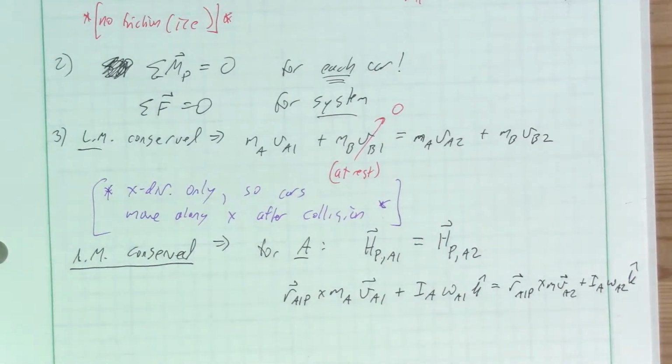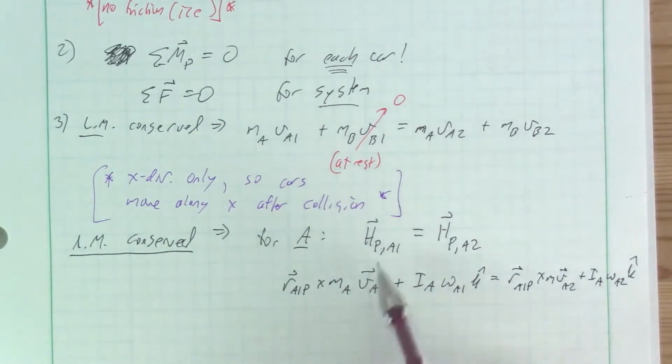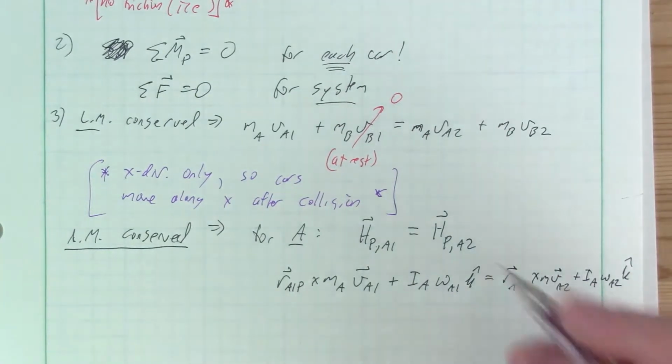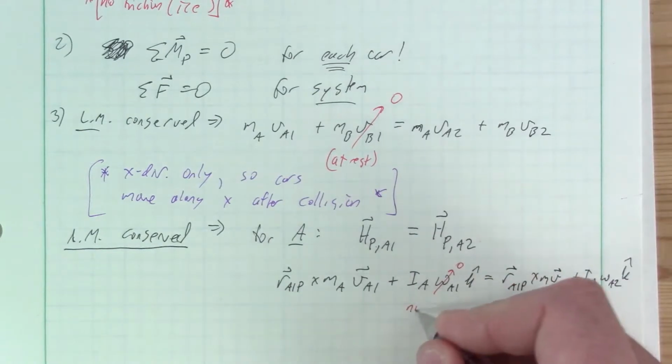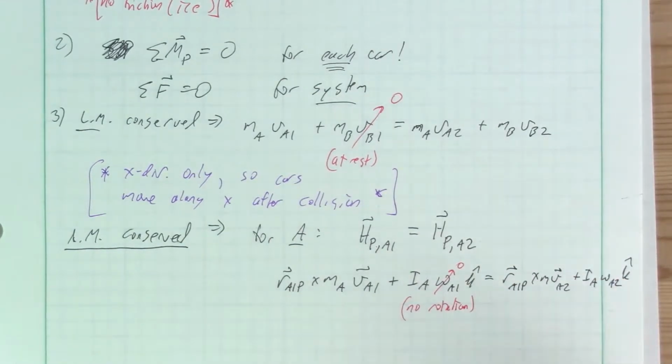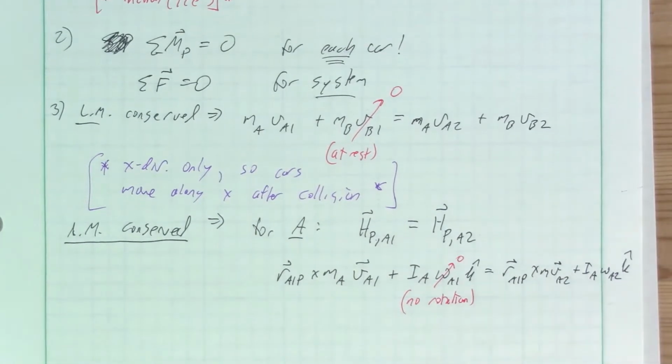All right, is there anything we can cancel out here? I'm just putting in the full form for angular momentum about a point P. We have no rotation originally. The car isn't rotating, it's just translating. These other terms, though, are in general non-zero, so we keep those.